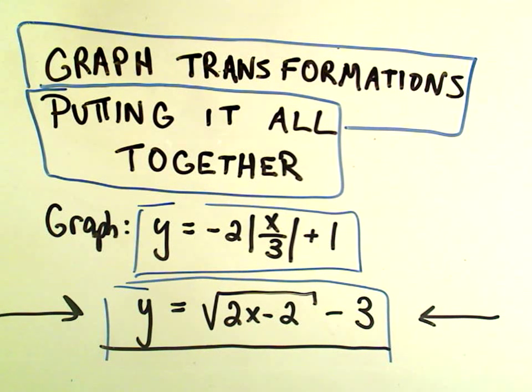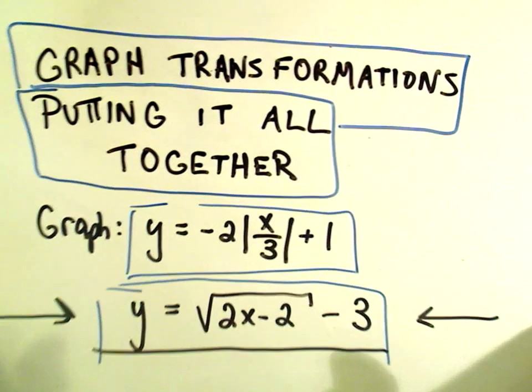Okay, in this video I'm going to do my other graph transformation, again putting everything together. In this video I'm going to graph y equals the square root of 2x minus 2, all of that under the square root, minus 3.